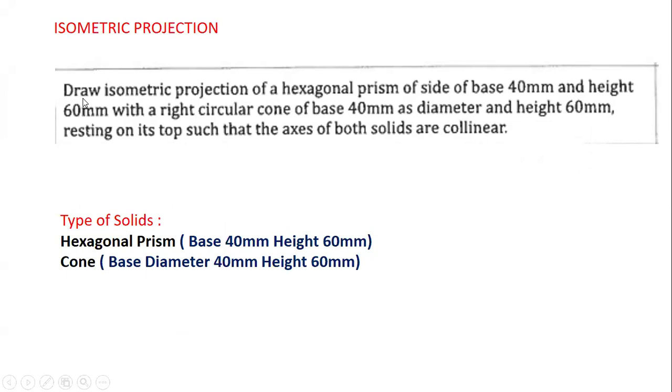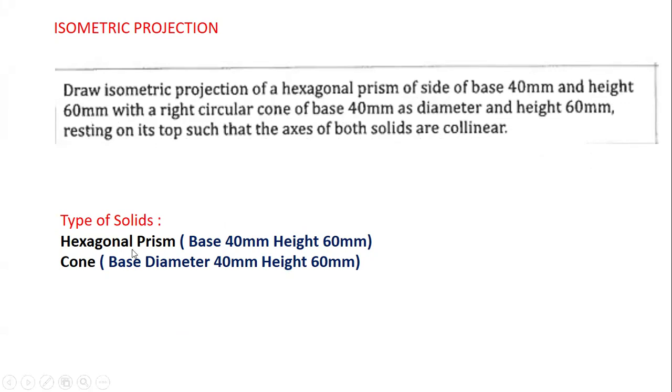The question is: draw the isometric projection of a hexagonal prism of side of base 40 mm and height 60 mm, with a right circular cone of base 40 mm diameter and height 60 mm resting on its top, such that the axes of both solids are collinear.